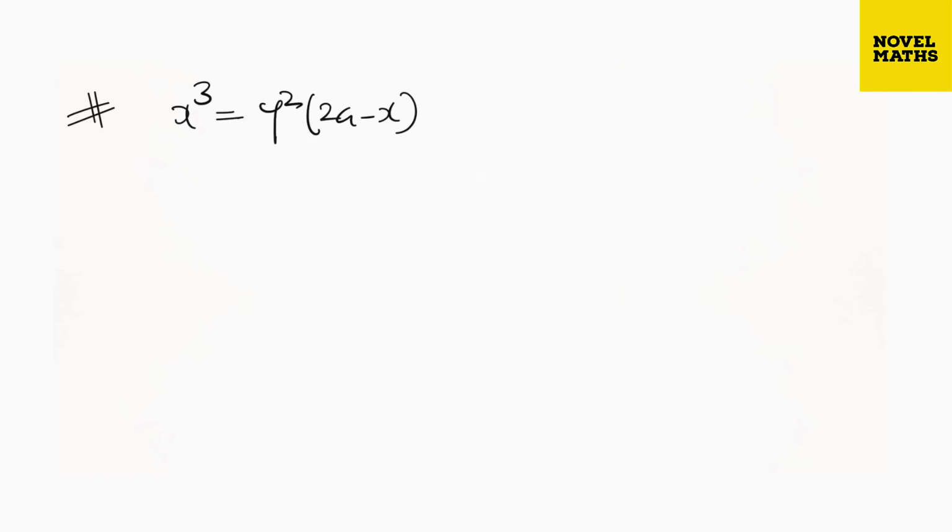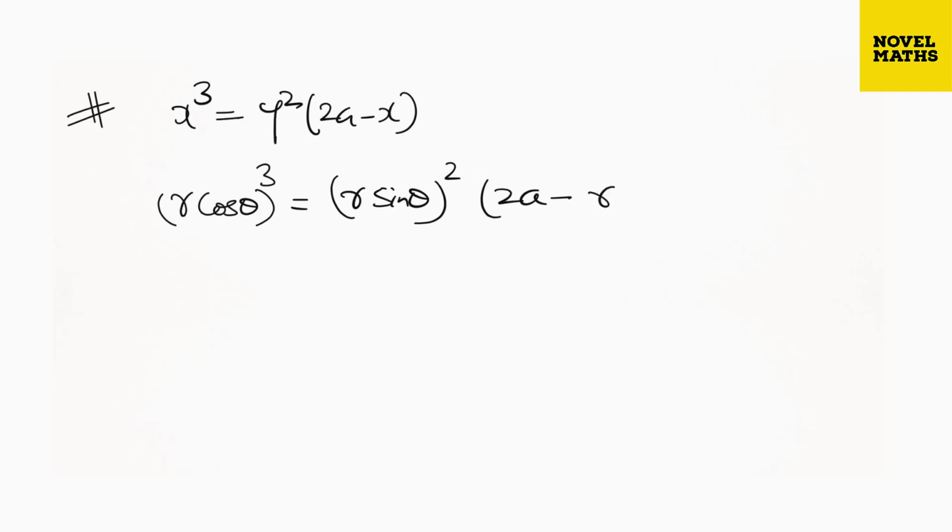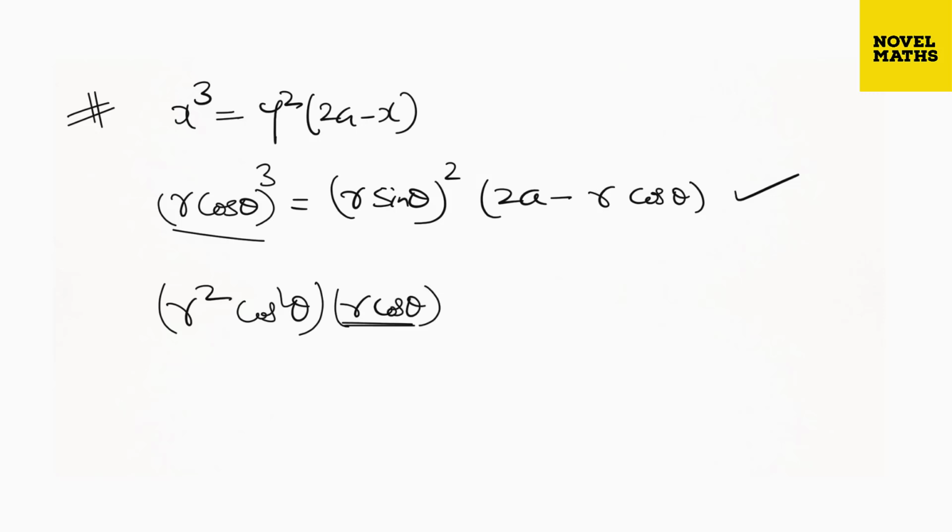So let's put x is r cos theta, y is r sin theta, so the equation becomes 2a minus r cos theta. This is the solution actually, but we can simplify it in a better way. You can write this as r square cos square theta times r cos theta. Always try to see the pattern, and if something cancels out, that will simplify the problem. So this is 2a r sin square theta minus r square sin square theta, times r cos theta.